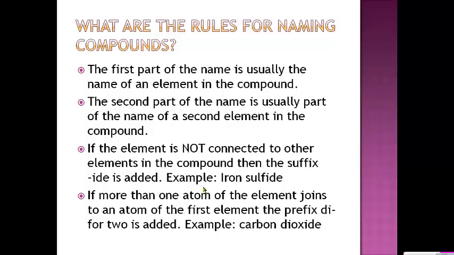Carbon dioxide. The first name is carbon, and the compound has carbon in it. Okay, so that's like the first rule. That's the easiest one. The next rule is that the second part of the name usually has a piece of the second element that's in the compound. Again, I'm going to use carbon dioxide as an example.